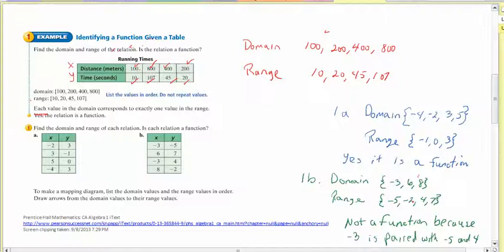Okay, so 1b, the domain is -3, 6, and 8. Just write -3 once because there's 2 of them. The range is -5, -2, 4, and 7. And this is not a function because -3 is paired up with -5 and 4. So therefore it's not a function, because remember, for every x there has to be only one y. And that x, -3, has 2 different y's it's paired up with.